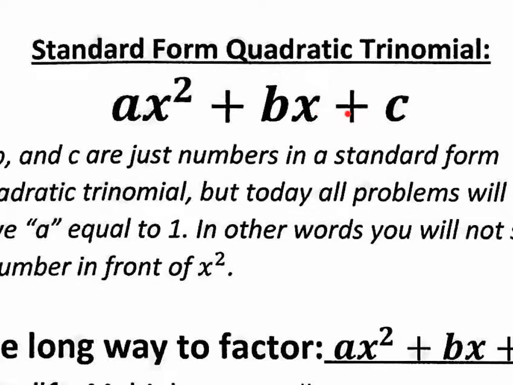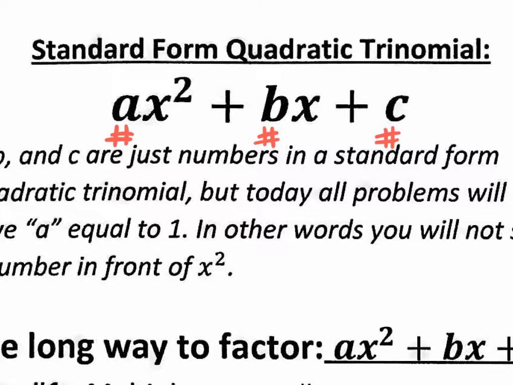We already know what a trinomial is. We already know quadratic. That means power of 2, the degree of 2. So we already know a standard form quadratic trinomial. But the one thing to understand right now is that the a is just a number in front of x squared. The b is just a number in front of x. And the c is just a number that's a constant.